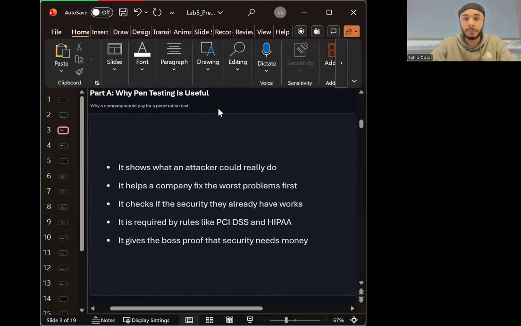So, why is pen testing useful? Penetration testing is important because it shows what a real attacker could do if they gain access to a system. It helps organizations prioritize security fixes, verify that existing protections are working, and meet security compliance requirements like PCI DSS and HIPAA.